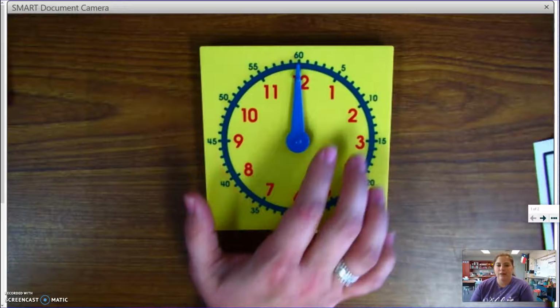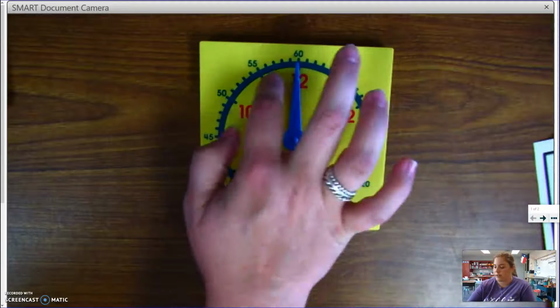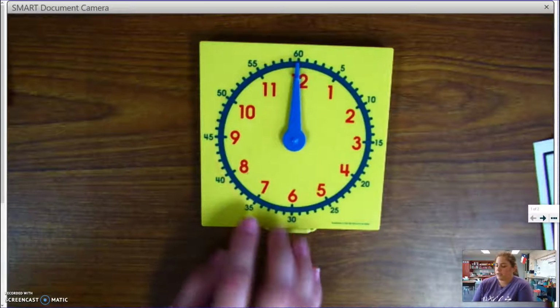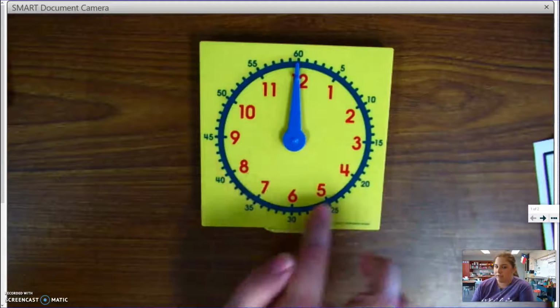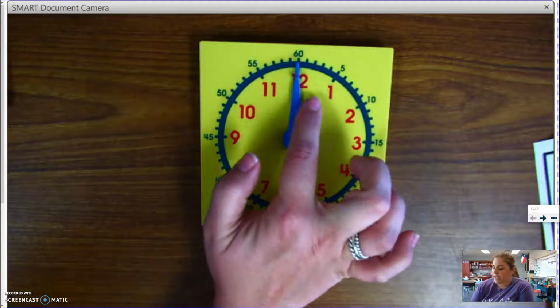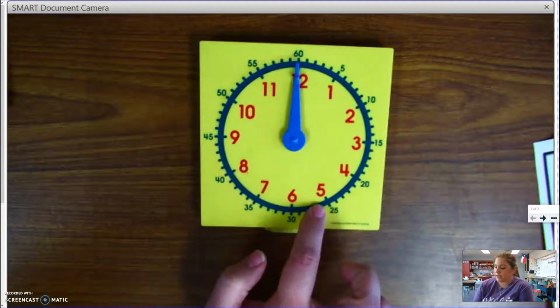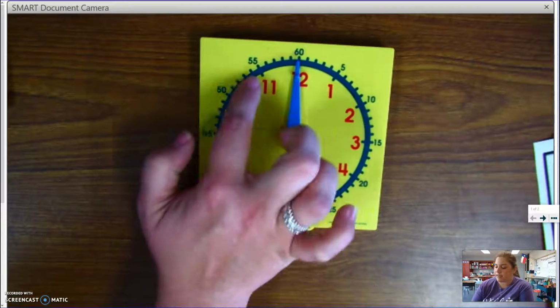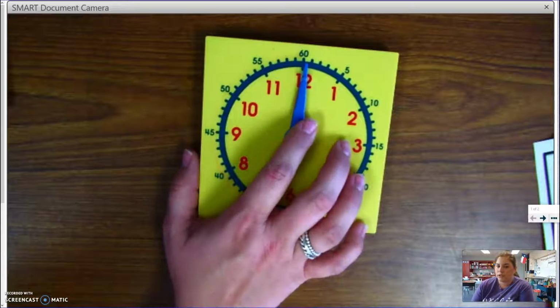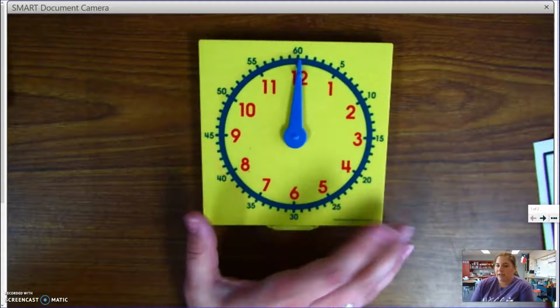passed. Clocks count by fives, and there's 12 numbers on them. So we go this way when we read a clock, and it goes 1, 2, 3, 4, 5, 6, 7, 8, 9, 10, 11, and then 12. Each number we count by 5.